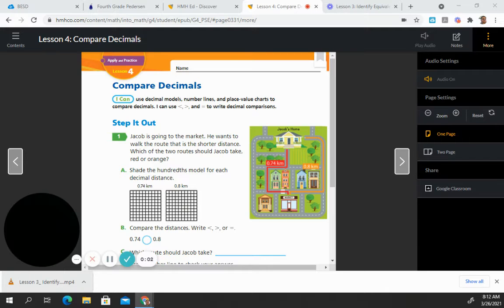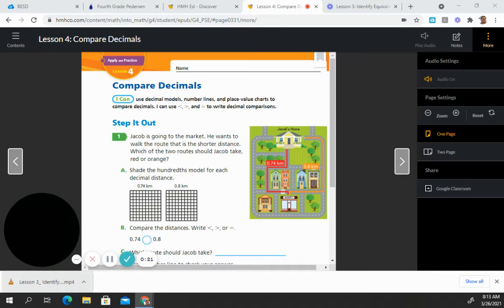Okay, guys, I can use decimal models, number lines, and place value charts to compare decimals. I can use greater than, less than, and equal to write decimal comparisons. So all we're doing is comparing decimals. We're just using place value like always. Remember, the further we go to the right, the smaller the number gets.